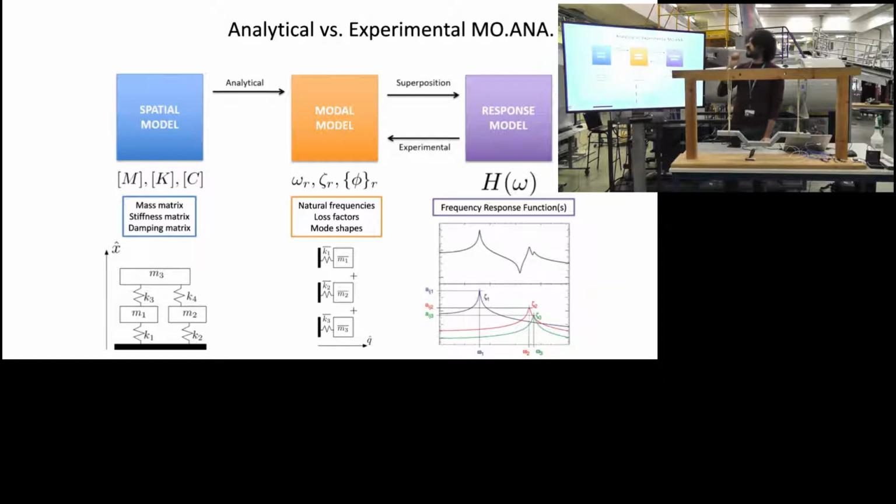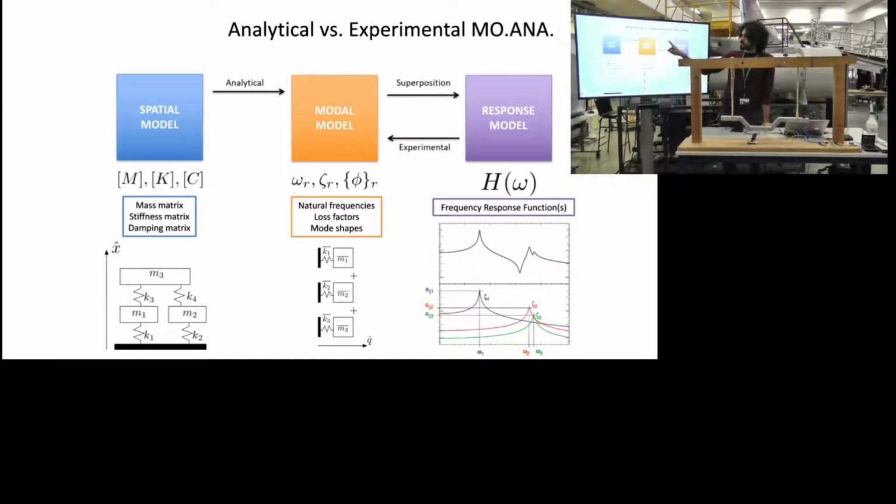Now, by means of superposition, starting from the modal model, you can also find the response model, which is a curve, basically, or a set of curves, called frequency response functions, that tell you what the amplitude of vibration is for a single one of these masses. In this case, we have a set of three curves like these. If this is H1 for mass 1, this tells you at each frequency what the amplitude of vibration is for that mass.